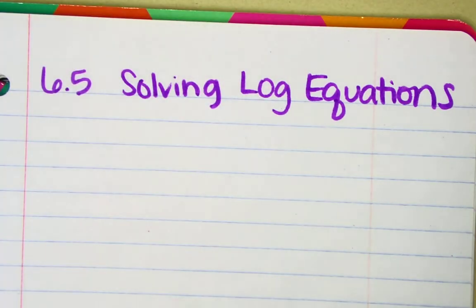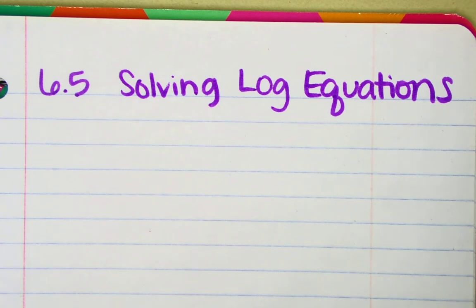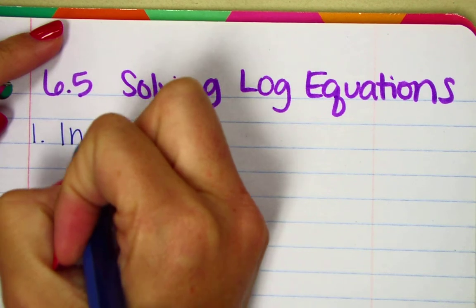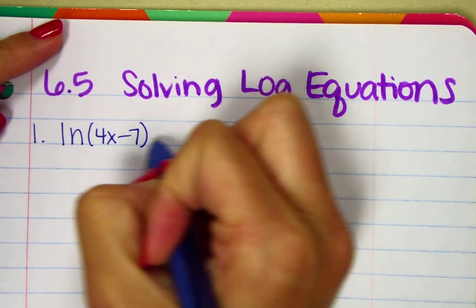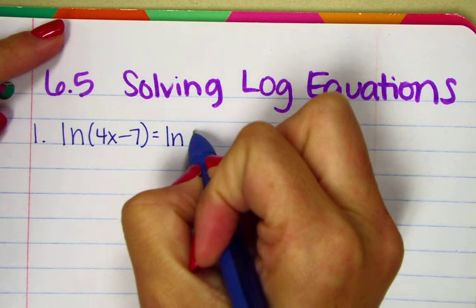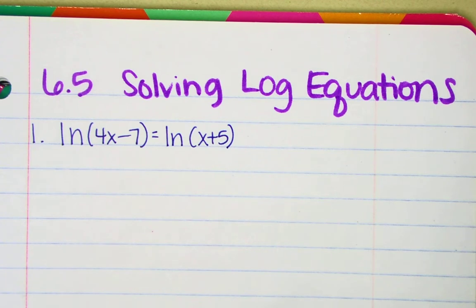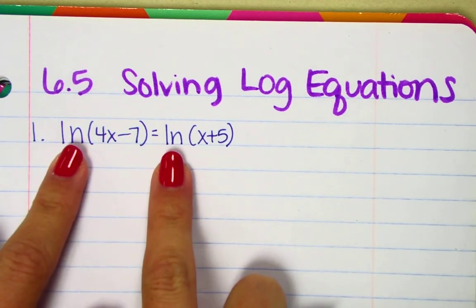Today's going to be kind of similar to that, but I think even easier. First problem, we're going to start with the natural log: ln(4x minus 7) equals ln(x plus 5). So if you remember last class, when they had common bases on both sides, what did we do? Just solve the equation, right? And this one has common logs on both sides. So what do you think we're going to do?